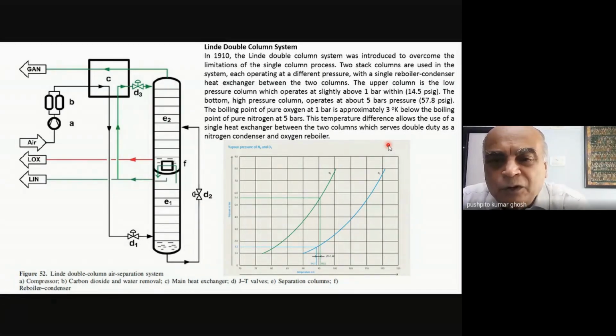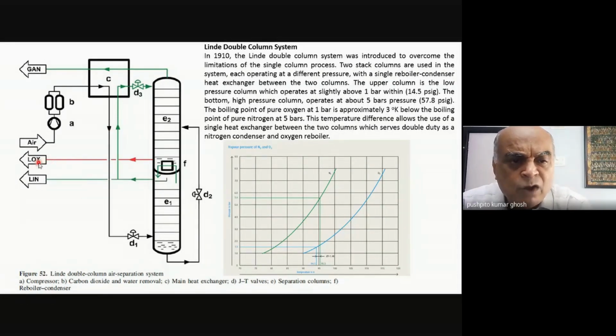This is what people do. Maybe they'll fine tune some of the pressures, etc. of the systems. And of course, operation would also depend on how much liquid nitrogen and oxygen you want, how much you want in gaseous form. All of those finally will decide what my energy requirement in the system will be.